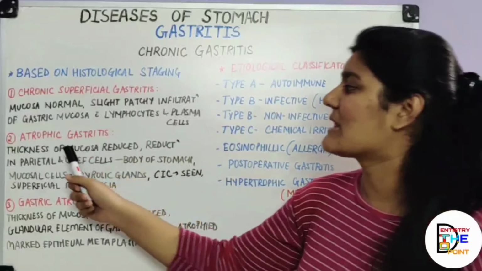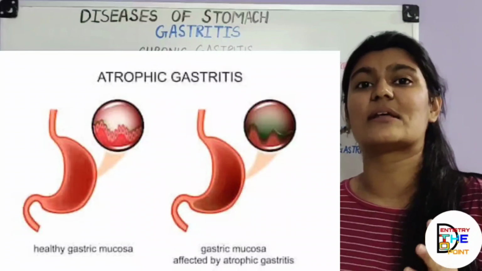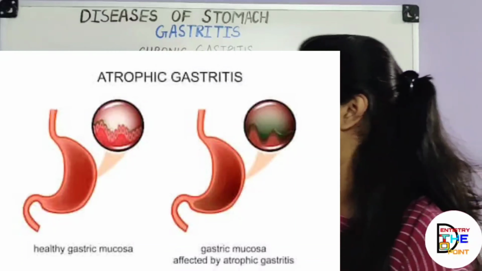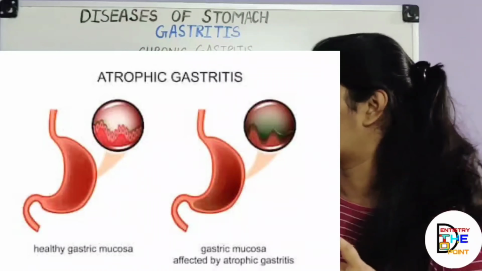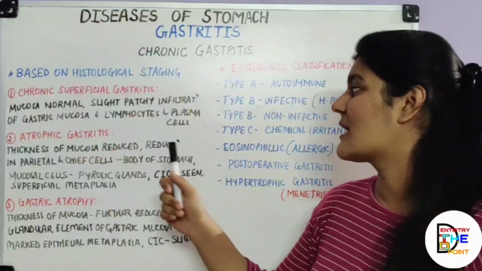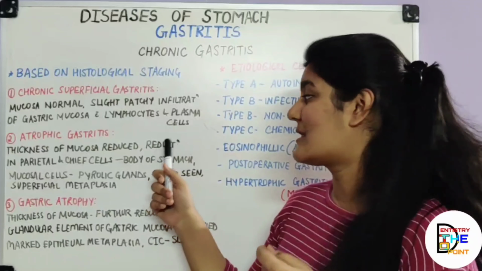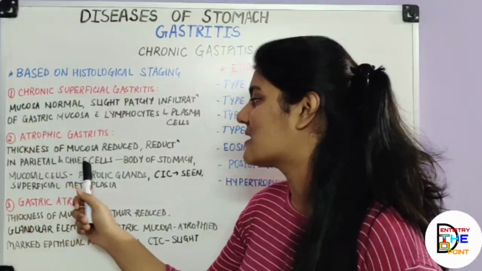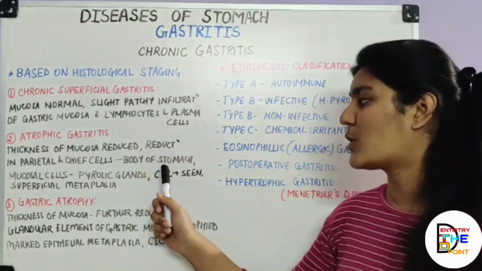Second is atrophic gastritis. As several times I have told you, atrophy means there is reduction in the size or wasting away of the cells. So the thickness of the mucosa is reduced क्योंकि atrophy है. Obviously जो gastric mucosa का thickness है, that is reduced, and there is reduction. Because of this, there is also reduction in the parietal and the chief cells that are present in the body of the stomach and the mucosal cells which are present in the pyloric glands.